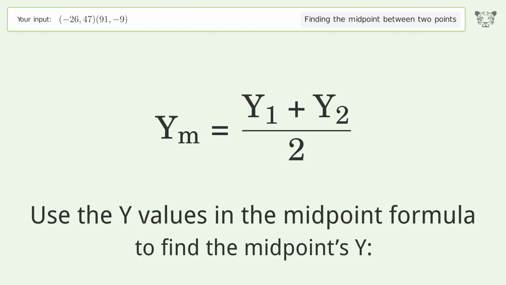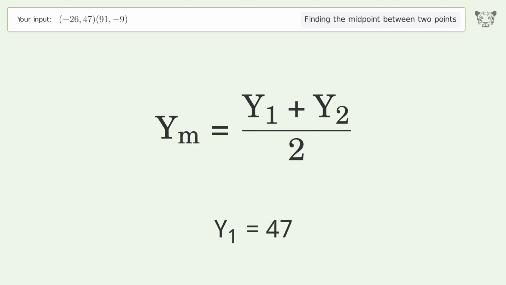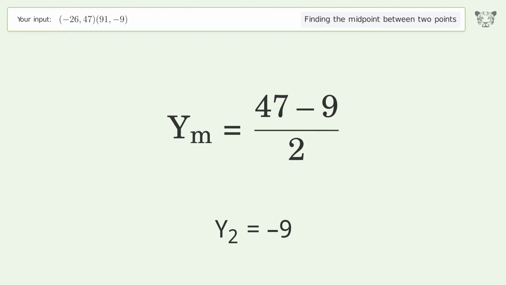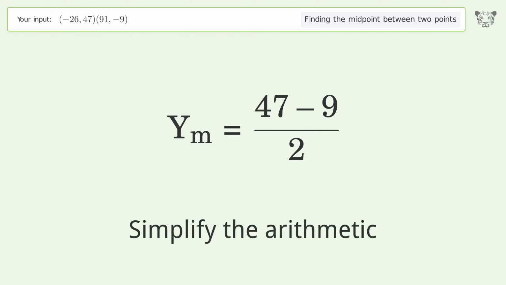Use the y values in the midpoint formula to find the midpoint's y. y1 equals 47. y2 equals negative 9. Simplify the arithmetic.